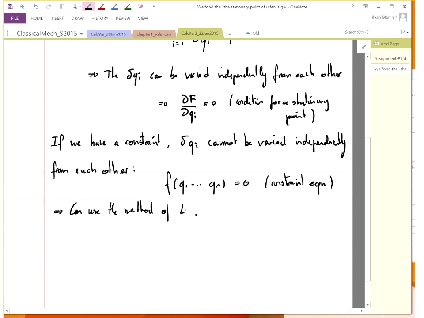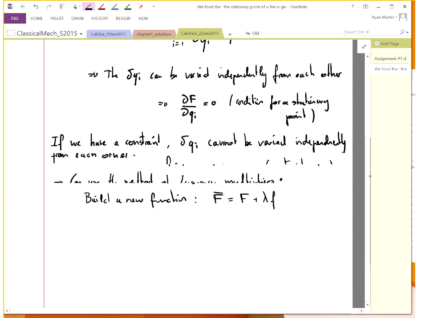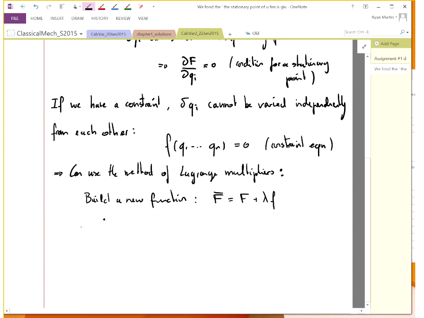So it's called the method of Lagrange multipliers. And so how that works is you build a new function, let's call it f bar, and that'll be given by our original capital F plus lambda lowercase f.